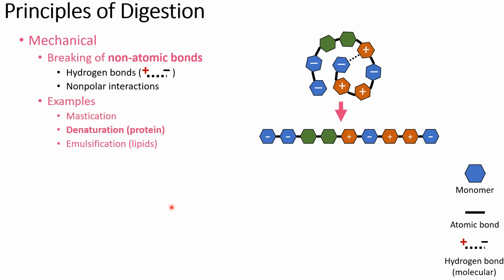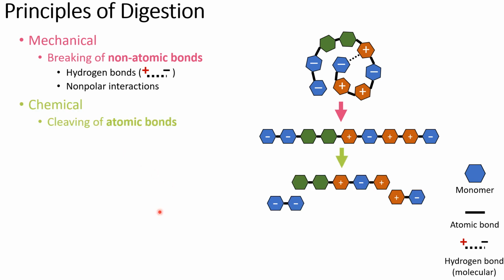So examples of mechanical breakdown are mastication or chewing, and denaturing a protein. In this case, that means unfolding the protein. So here we break this hydrogen bond and we can unfold and return this to a linear chain. And as a reminder, that increases the surface area of our protein to interact with whatever fluid it's suspended in, or emulsification in the case of lipids, which is effectively breaking them apart and mixing them together by creating other nonpolar interactions that don't result in them clumping together.